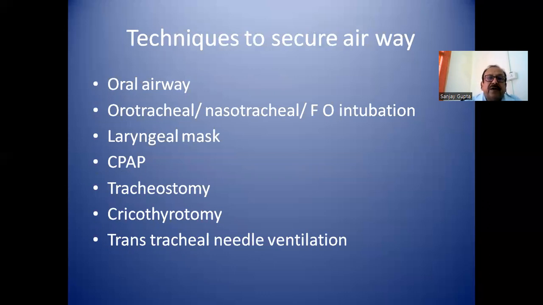Now, how do you secure the airway? What are the different techniques? The oral airway is a device which is put into the mouth to keep the mouth open and prevent the tongue from falling. Then you can do an orotracheal or a nasotracheal or a fiber optic intubation. Laryngeal mask may be used. CPAP may be used for assisted ventilation. Tracheostomy may be done. And in emergency, cricothyrotomy or a transtracheal needle ventilation may be done.